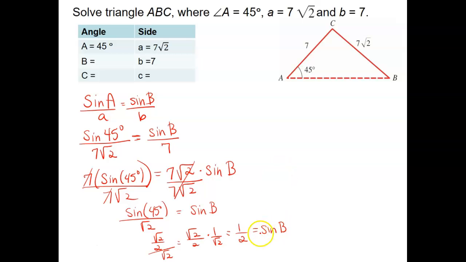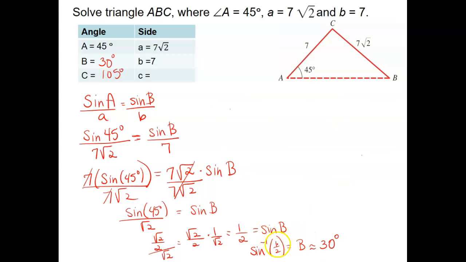Okay, so we've got 1/2 is the sine of B. If we take the inverse sine of both sides, we get B equals the inverse sine of 1/2. If we think about this on the unit circle, the pi over 6 type angles, which are our 30-degree angles, have a sine that is 1/2. So that tells me that B is going to be 30.